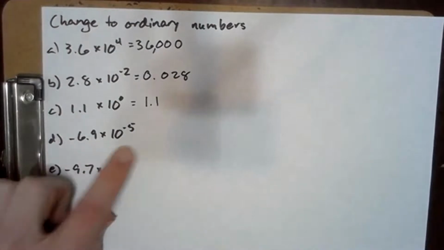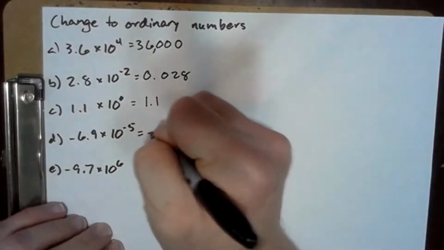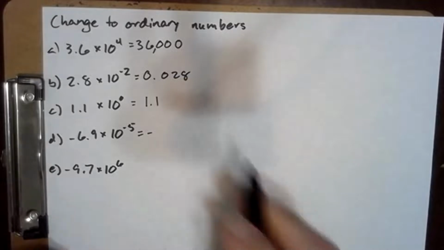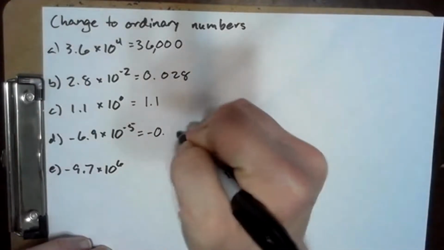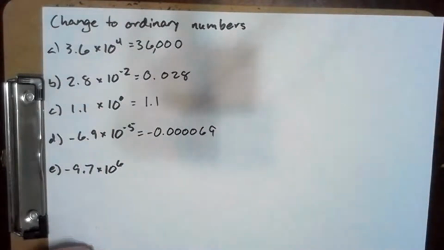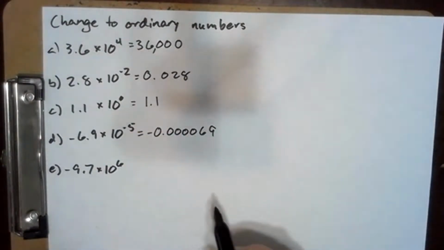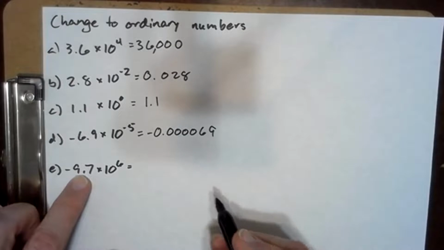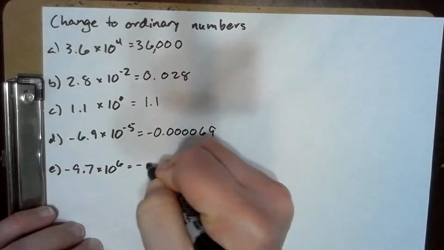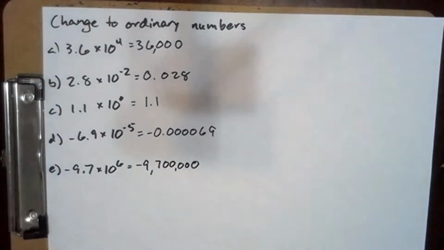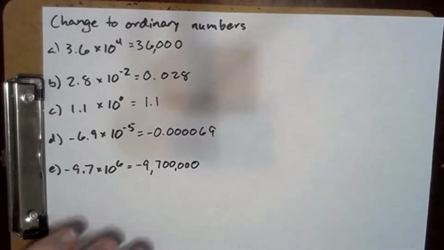Negative 6.9 times 10 to the negative 5th. Okay, so we're going to leave our negative up front, and we're going to move our decimal place 5 places to the left. So I'm going to get 0.0000069, 69 millionths. Finally, we've got times 10 to the 6th, so we move our decimal place 6 to the right. That's negative 9,700,000.